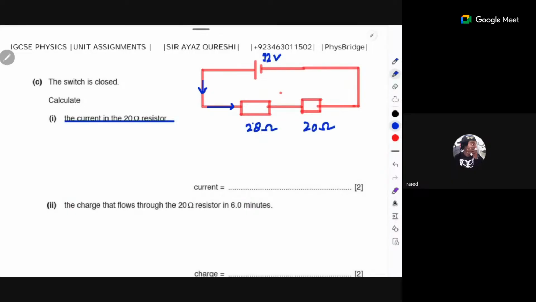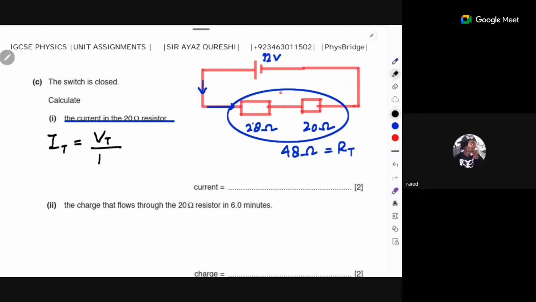So what is the total resistance in the path? What is it? 48, exactly. So I can simply say that the resistance of this entire path is 48 ohm, which is basically the total resistance. Now I will say the total current is equal to total voltage divided by total resistance, because that is parallel with 48 ohms. So remember this thing, if it is parallel, all will carry the same amount of voltage as that of the single resistor.